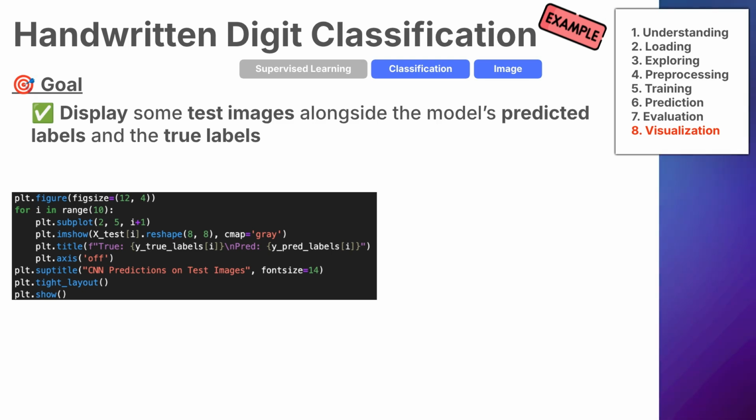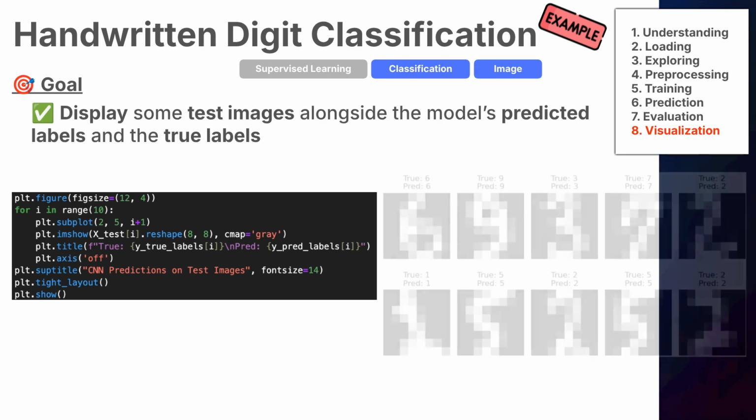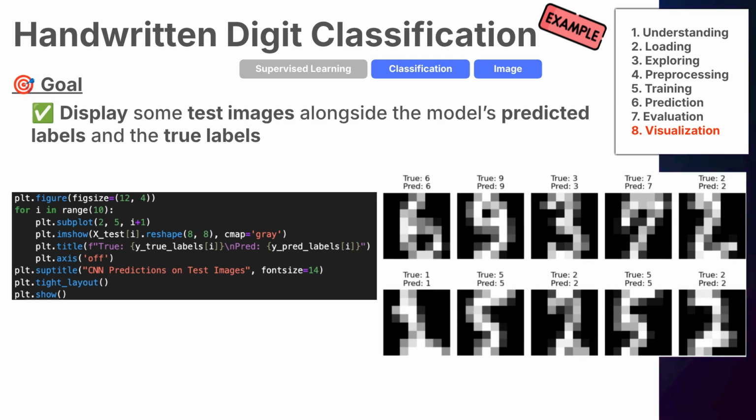Then adds a main title, adjusts the layout, and displays the result. Now you can see the 2x5 grid of images. Each image shows what digit it is and what the model guessed. Looks like the model predicts all the numbers perfectly in this sample. Okay, that's it for this project.